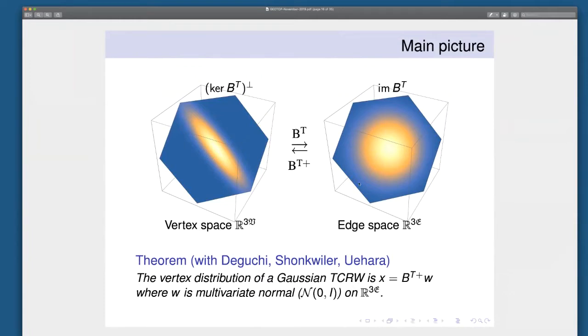So I'll just pause for a moment for questions, because this picture is the basic idea. This is the whole thing so far.